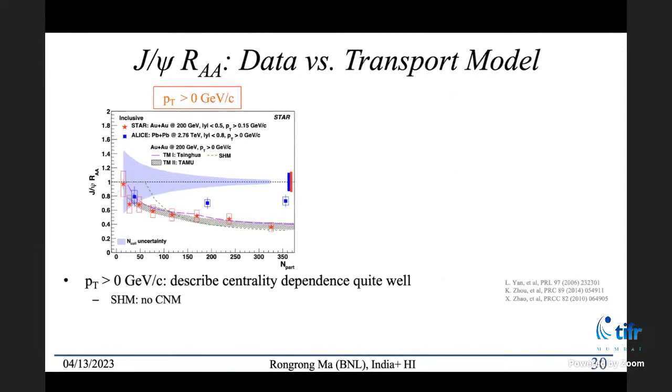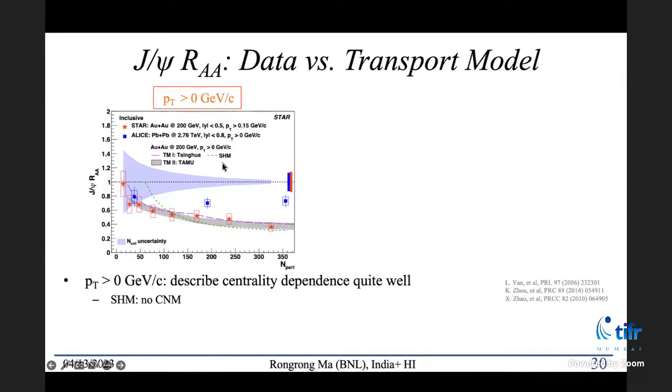So then we can also compare our results to the models. On the left-hand side, this is at low pT. We have two different transport models, from Tsinghua and Texas A&M, shown as the magenta and black curves. You can see both of them agree with data reasonably well. We also have a statistical hadronization model, which has a very different idea, meaning that there's essentially no J/psi at all in the medium. All the J/psi melted at the very beginning and were recreated at the very end when hadronization happens, along with other hadrons.